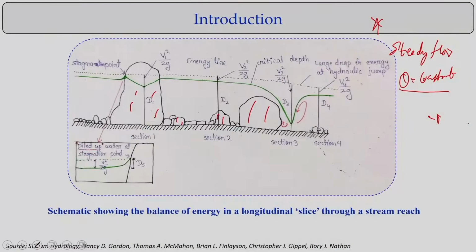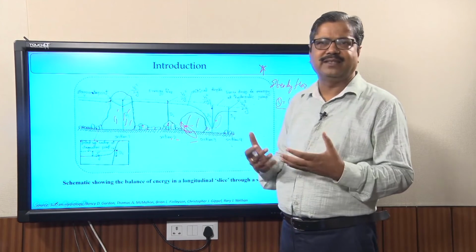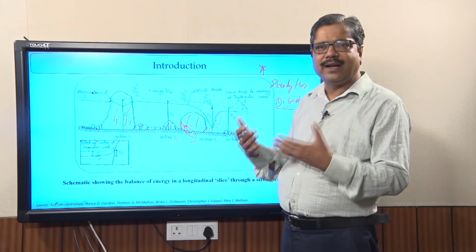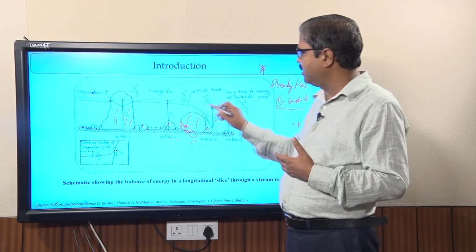It could look like this. Because of the presence of these big boulders you can have a stagnation point, the point where the velocity is equal to 0. You can have a drop of the velocity head, V1 squared by 2g. I am plotting the water depth, this is the bed, plus V squared by 2g, the velocity head, which is equal to the energy head. So, the hydraulic gradient line and energy gradient line.